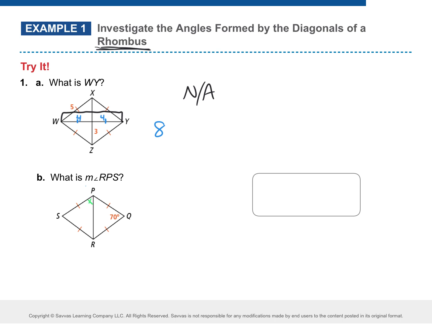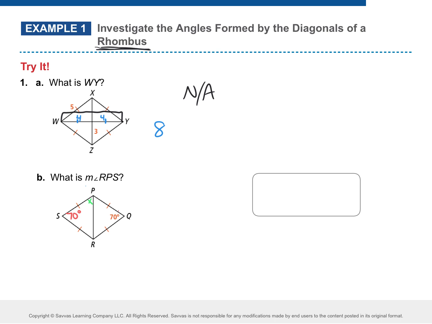How can I use what we're given? We're given Q is 70. How does that help me? Why is S also 70? Opposite angles are congruent, because remember, rhombuses are still what? Parallelograms. Yep, rhombuses are still parallelograms. So we know opposite angles are congruent.